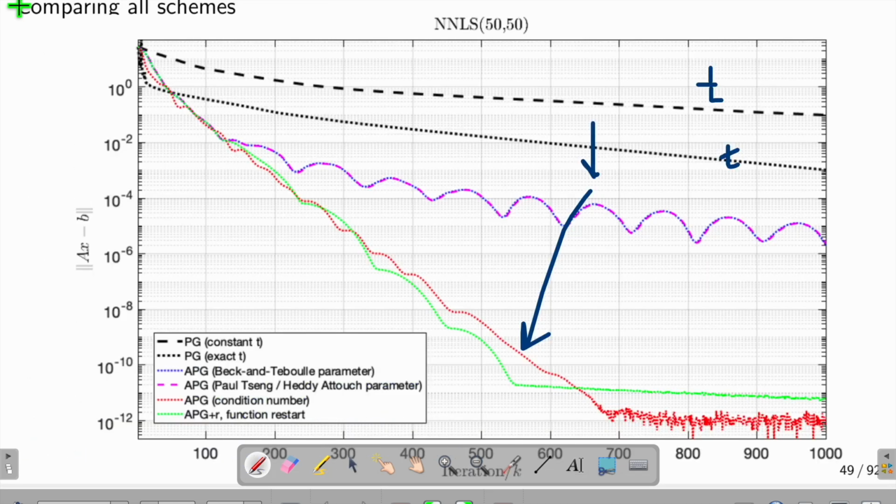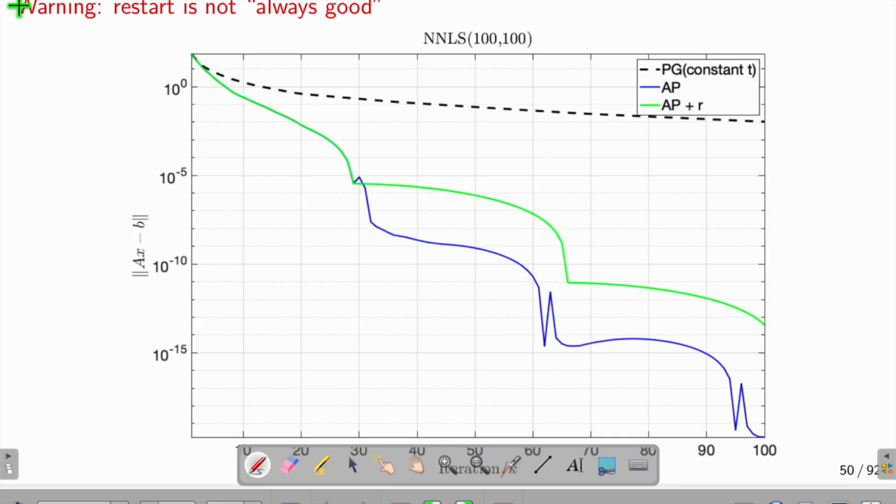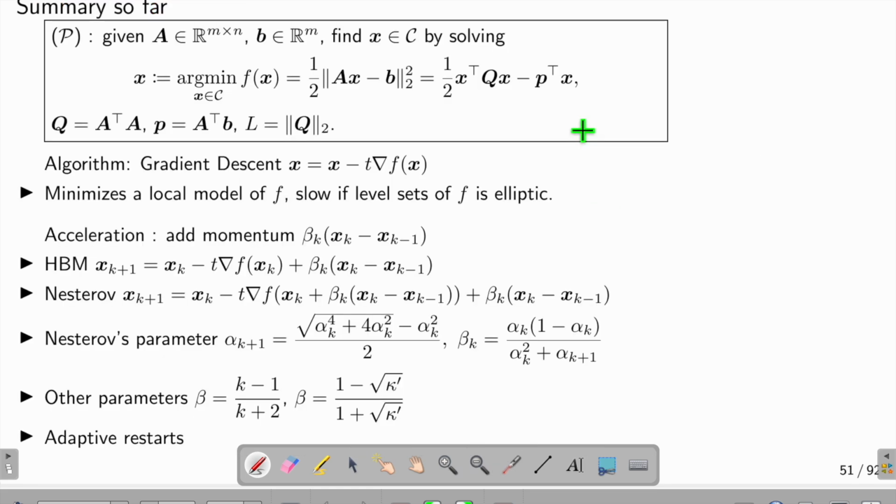That also means what? If that thing didn't happen, restart is not good. Okay? So this is the idea. You see, restart is not always good. This one is restart. And you see the green is actually worse than the blue. But still, compared to the black, it's good. These are the remarks.